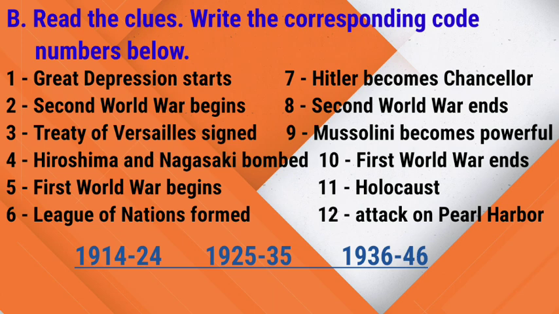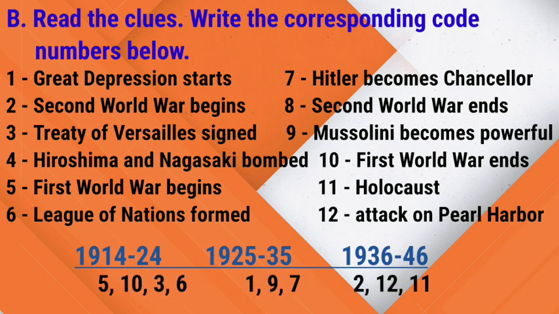B. Read the clues. Write the corresponding code numbers below. We can write the above events according to their year of happenings sequence wise. So, between 1914 to 1924, events are 5. First World War begins. 10. First World War ends. 3. Treaty of Versailles signed. 6. League of Nations formed.